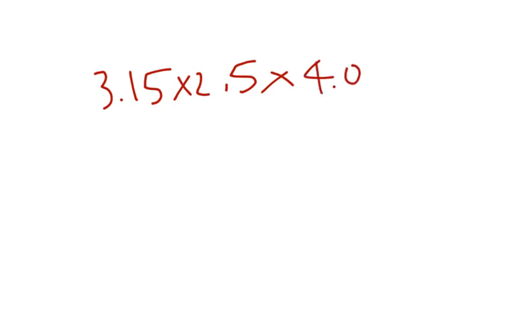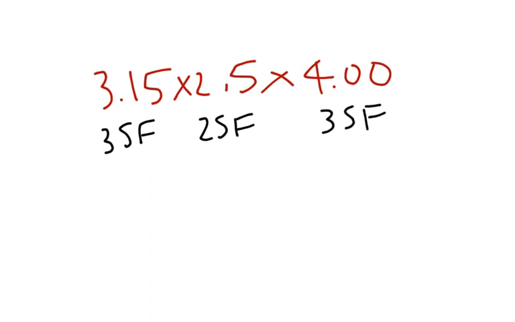Okay, we have 3.15 times 2.5 times 4.00. And again, what I was saying is it's just the number of sig figs that matter. 3.15 is 3 sig figs, 2.5 is 2 sig figs, and 4.00 is 3 sig figs.